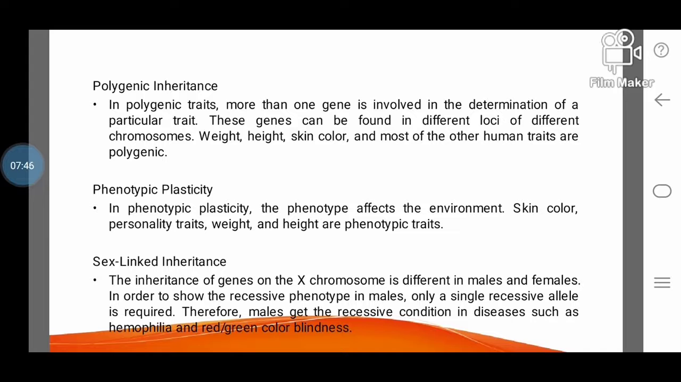Polygenic inheritance. In polygenic traits, more than one gene is involved in the determination of a particular trait. These genes can be found in different loci of different chromosomes. Weight, height, skin color, and most of the other human traits are polygenic. So in polygenic inheritance, more than one gene is involved, and these genes can be found in different chromosomes.